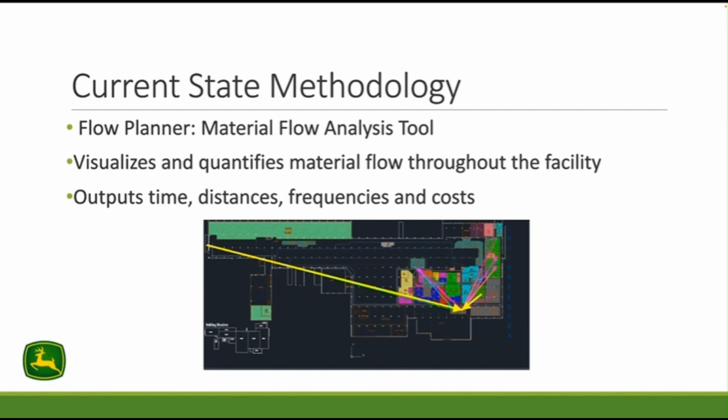All right, so before we're able to recommend new layouts for the future state, we fully needed to understand the current state. So we used a material flow analysis tool called Flow Planner, where we inputted data that Deere gave us, and there we were able to output a material flow process map that visualizes and quantifies the material flow throughout the facility. It also outputs the total time, distances, frequencies, and costs that are seen throughout the facility.